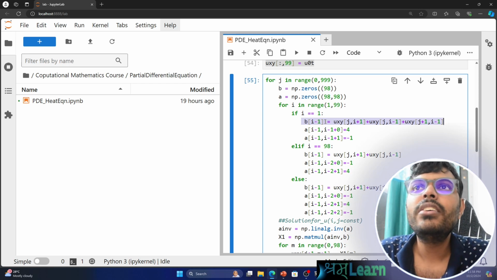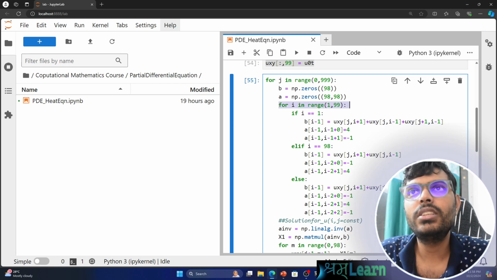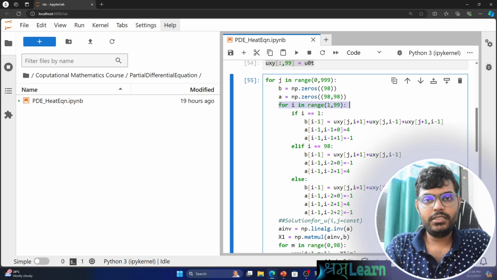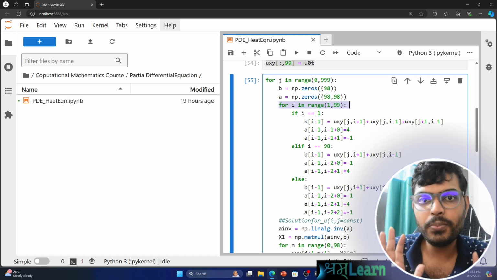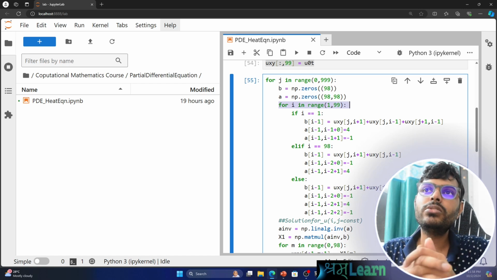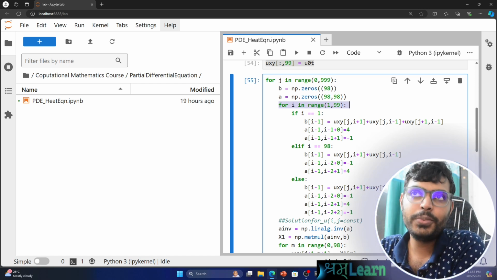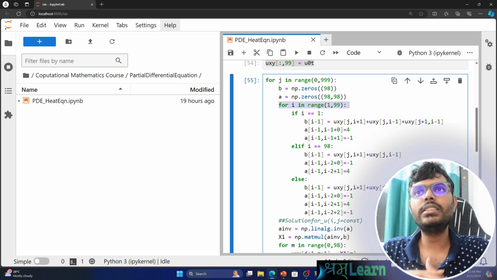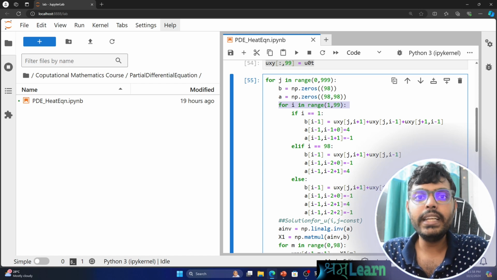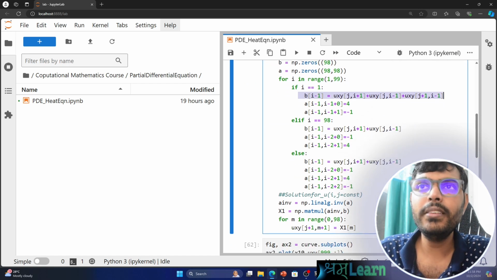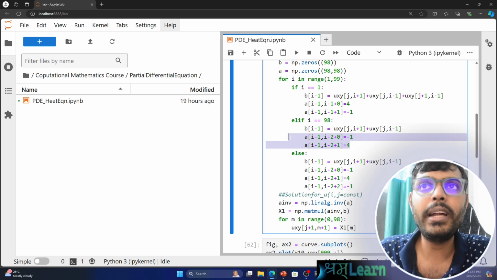But we know for the first i, we have discussed why i is equal to 1. Because we are not computing for the boundary conditions, we don't compute for the 0th position. Okay, these are the boundary conditions, and also we don't compute for the 99th position. So the range function gives us numbers from 1 to 98, not 99. So for all these positions we are forming a B matrix, and we are forming a matrix.